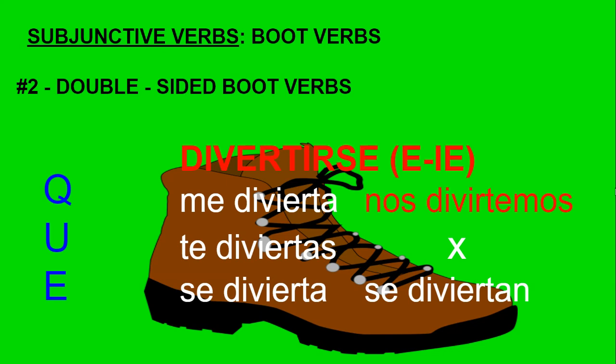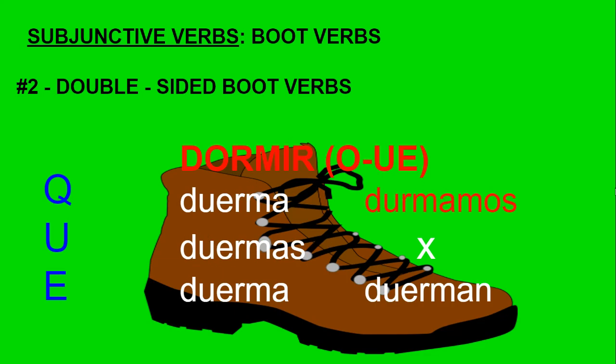So the double-sided boot verb would change to an I in there. The next one is the verb dormir. Okay, so it says an O to UE, so that means that on the we form it changed just to a U. So look on the inside of the boot first. Que yo duerma, que tú duermas, que él duerma, que ellos duerman. And on the outside of the boot, it says que nosotros durmamos. So that UE changed to a U.